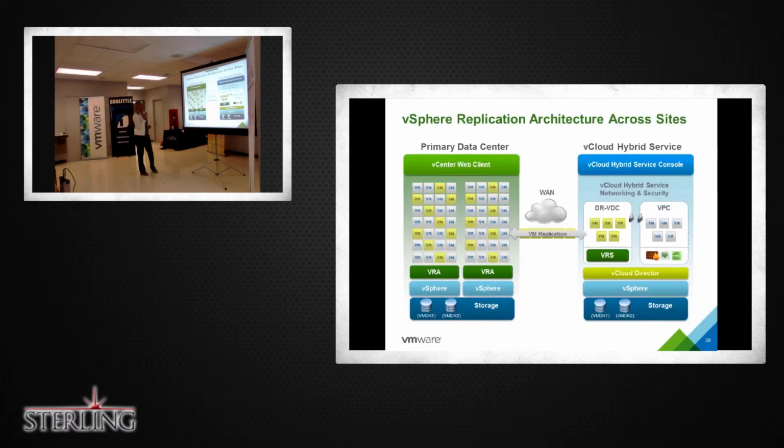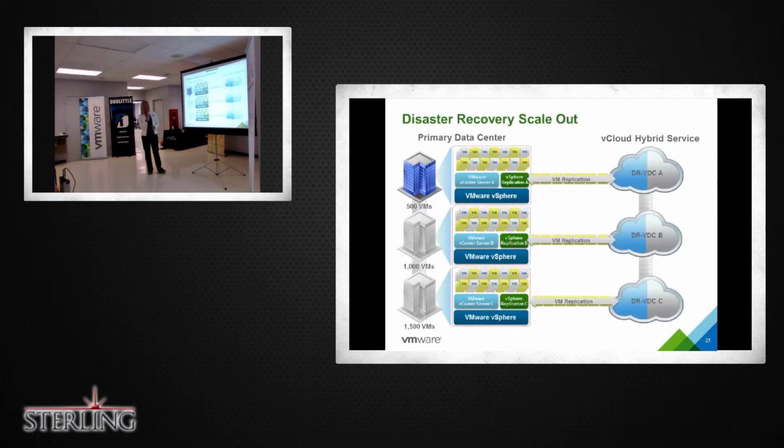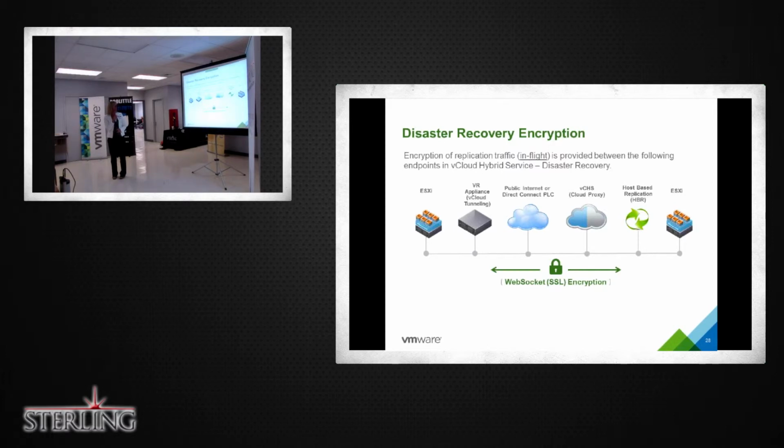It does replication across from your primary data center to your hybrid cloud. You can pick which VMs you replicate as well. And you're able to scale it out as well. So you go from 500 VMs up to 1,500 VMs by setting up different DR sites. It does do encryption in flight, so it provides encryption between the endpoints of the vCloud Hybrid Service.